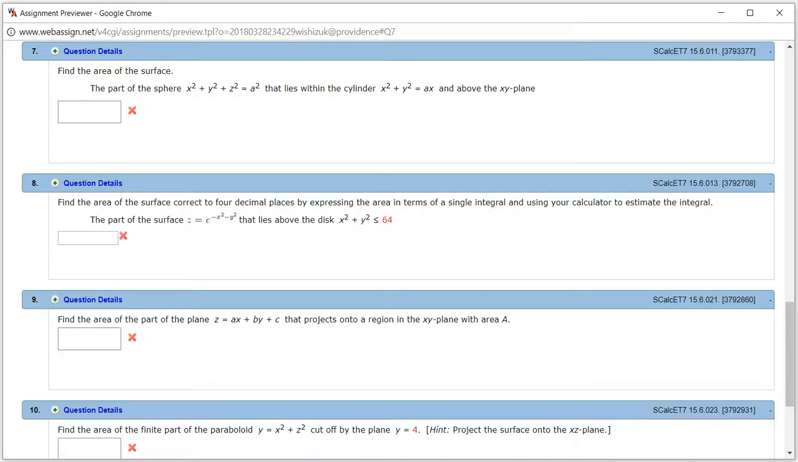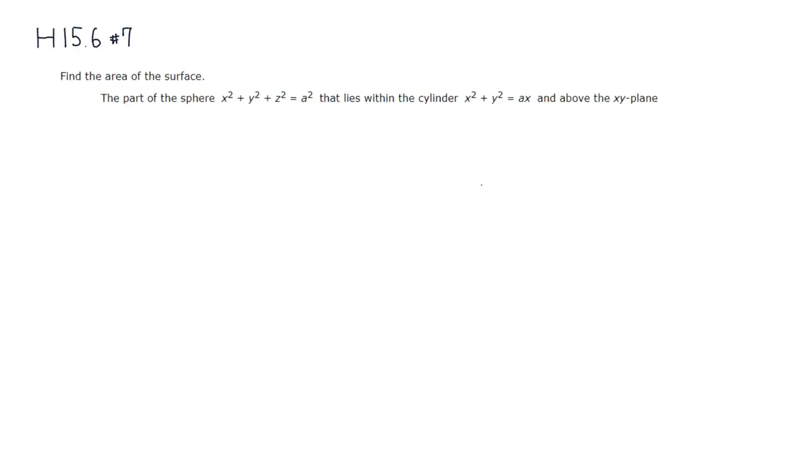All right, let's look at homework 15.6, problem number 7. We want to find the surface area. First we need to look at the region on the xy plane. So here's the equation here.